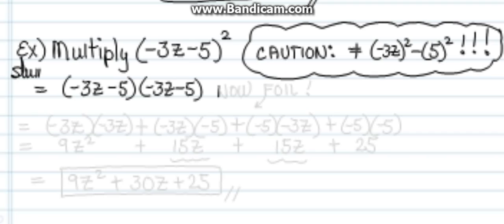You can't distribute the exponent. You have to use the definition of the exponent. Okay, so now we're ready to multiply. How many terms in the parenthesis? There are two terms separated by the minus sign. So we're doing 2 terms times 2 terms.